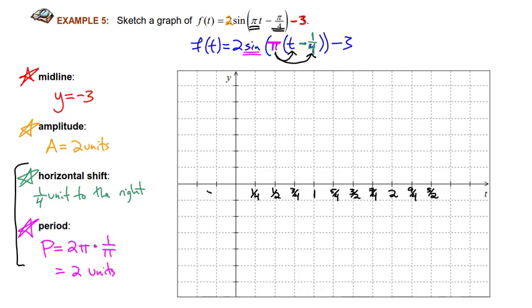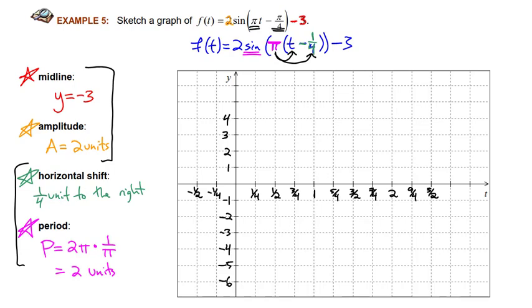And we may want to put a tick or two towards the negative direction. Then we can use the midline and amplitude to get a sense of what would be appropriate on the y-axis scale. Since the midline is -3, we definitely need a tick labeled at -3. Considering the amplitude is 2 units, a nice simple scale of 1, 2, 3, 4 going up, and -1, -2, -3, -4, -5, -6 going down the y-axis should work nicely for this graph.